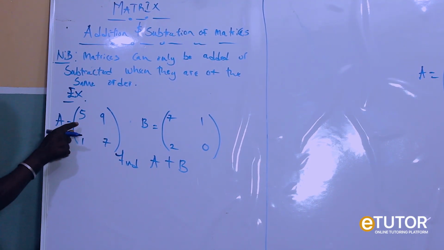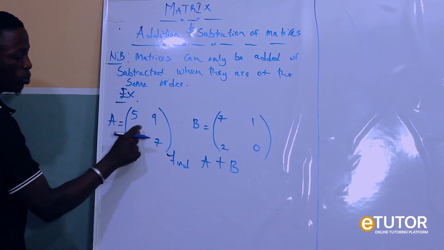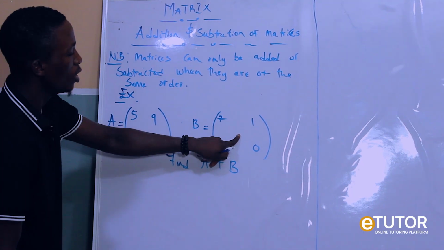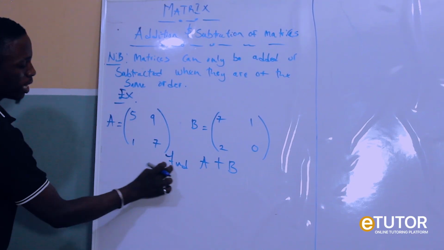So now here, we have 5, 9, 1, 7. What's the order of this matrix? This is a 2 by 2 matrix, while this is also a 2 by 2 matrix. So going by this rule, we can add them because they are the same order. So let us add A plus B.